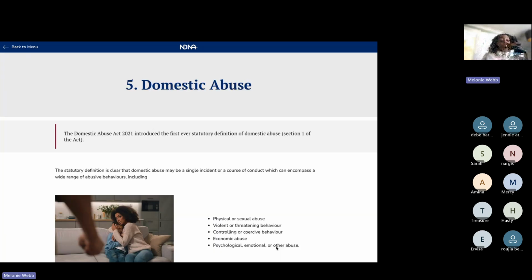Moving on to domestic abuse. The Domestic Abuse Act. Sorry, did anyone have any questions? I can't really see hands up. So if you do have something that you want to share, feel free to take your mic off and jump in.